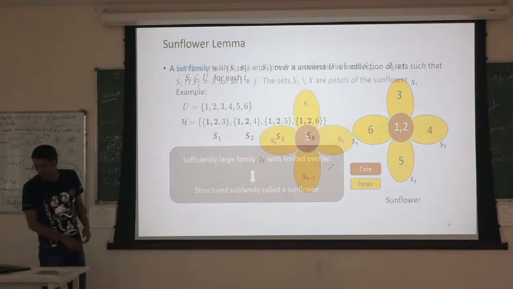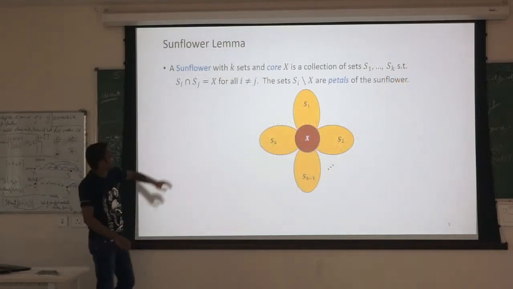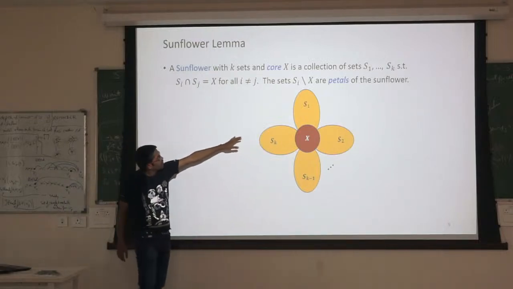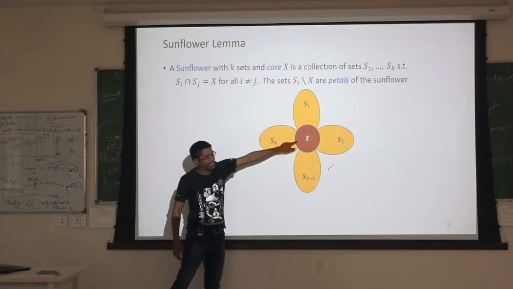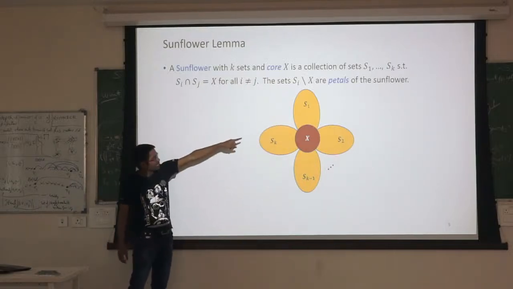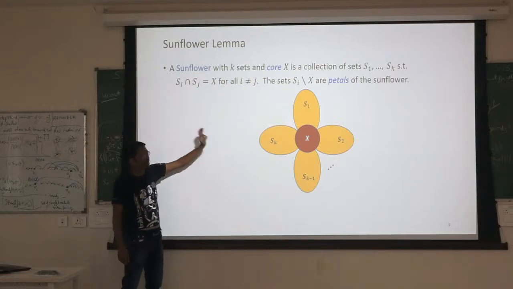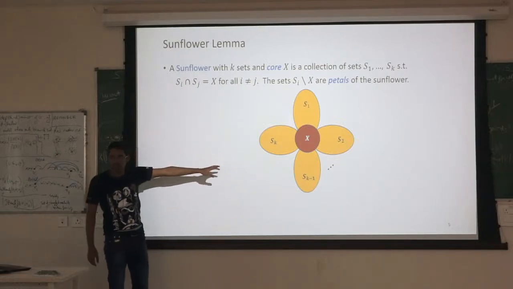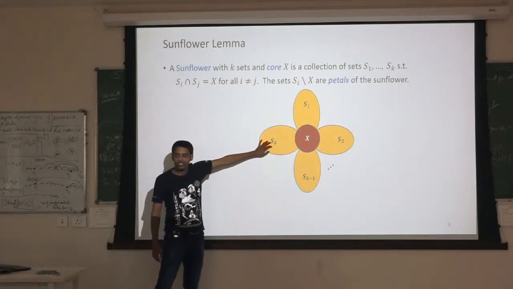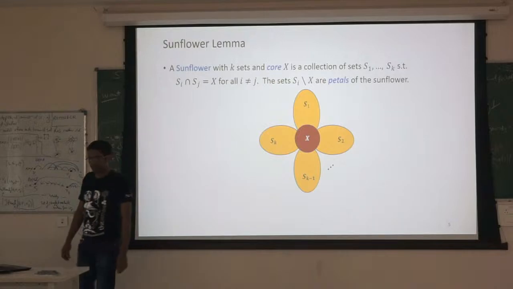Okay, I will now formally define what a sunflower is. A sunflower with k petals S1 to Sk, with the core X, is a collection of sets, as I mentioned informally, such that for any Si and Sj, their intersection is exactly X. So nothing outside the core. And the set S minus X, this yellow part, is called the petal of the sunflower.